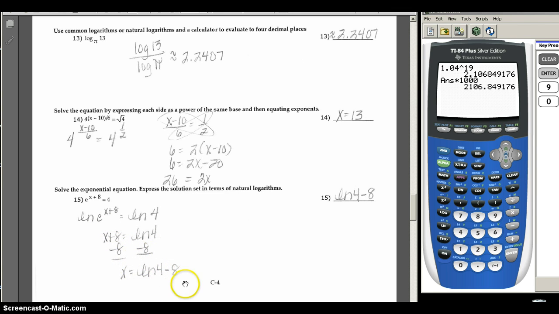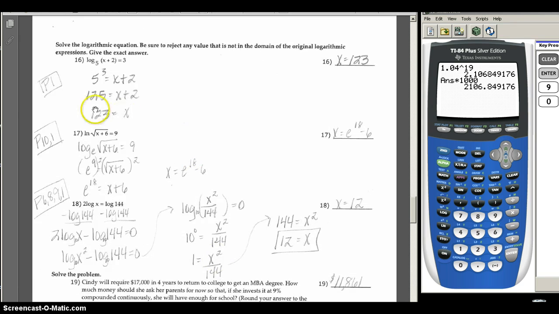We could evaluate that in our calculator if they wanted us to approximate, but they did say express the solution set in terms of natural logs, so I'm just going to leave it natural log of 4 minus 8. Don't subtract 4 minus 8 because that's not 4, that's the natural log of 4, so that is a different number.